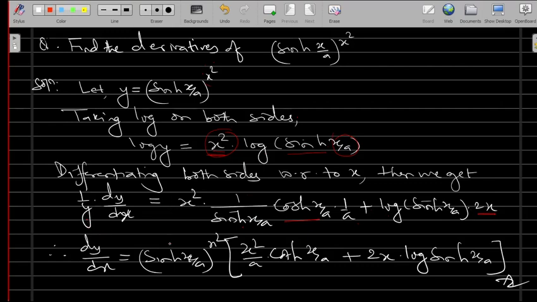Now we are at the end. This y goes to multiply, whose value is hyperbolic sine x by a to the power x square, times the whole term, that is x square by a, hyperbolic cos x by a over hyperbolic sine x by a, which is hyperbolic cot x by a, plus 2x times log hyperbolic sine x by a. This is the final answer for this question.